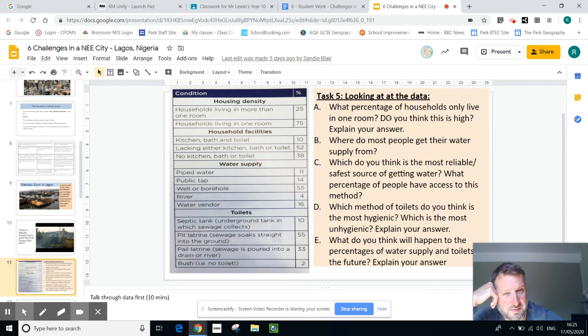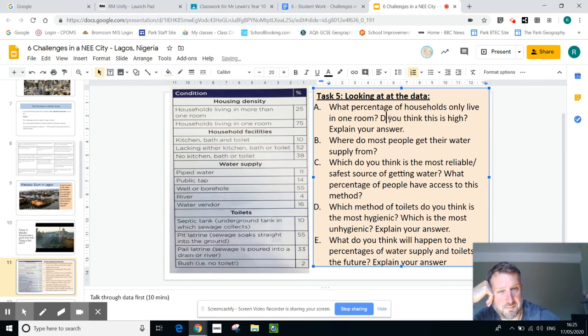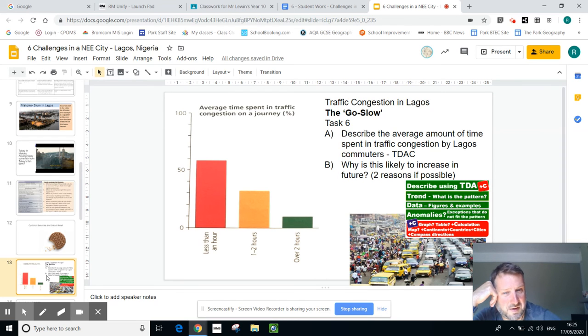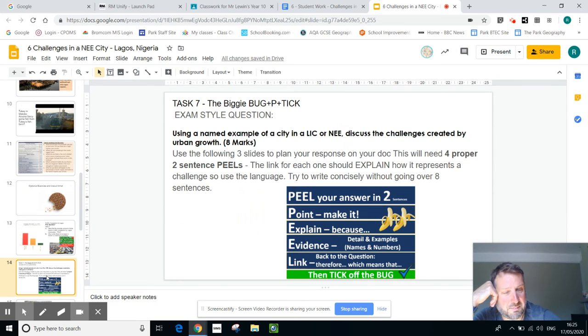Here's some data, a bit of an activity here. There's a typo there, which I'll correct in front of you. Can you go through and use the data, analyze data, answer the questions? Okay, this is where we suggest you take a break and maybe come back a bit later. There's something here about congestion, and then there's a biggie, a big 8-mark question that we'd like you to have a go at. I do not expect this to be done in one go.